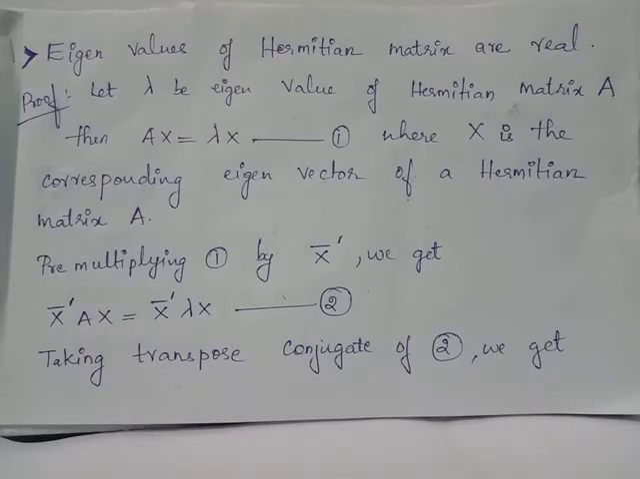Assume that lambda is the eigenvalue of the Hermitian matrix A. Then we have the equation Ax equals lambda x, where x is the corresponding eigenvector of the Hermitian matrix A. We know that eigenvector is always non-zero and it's a column vector.